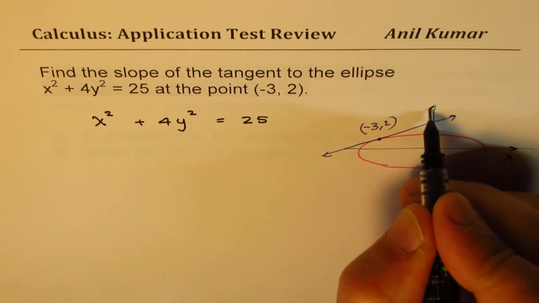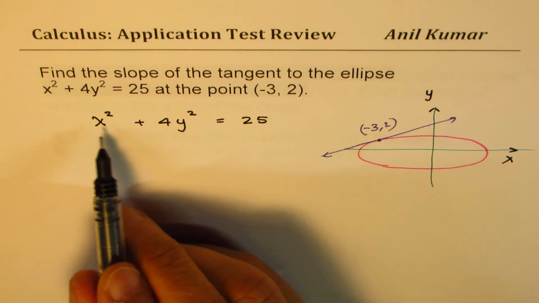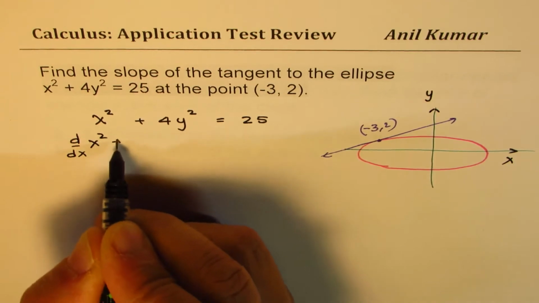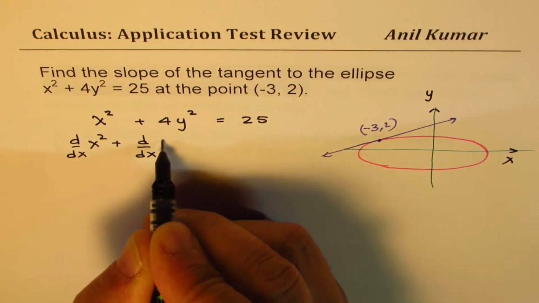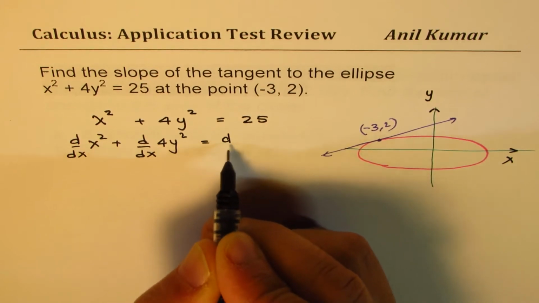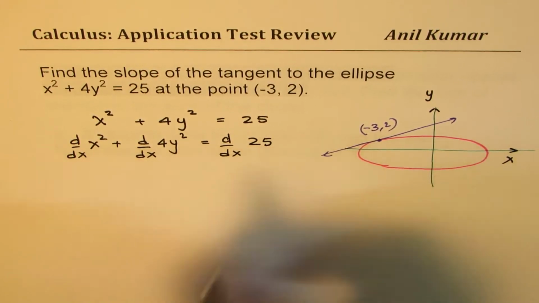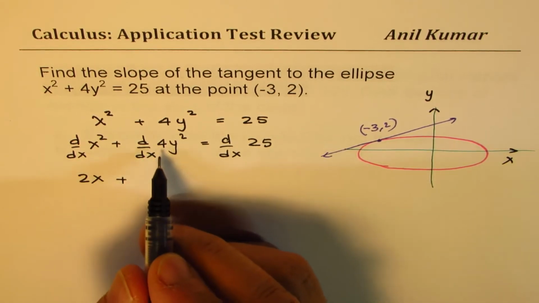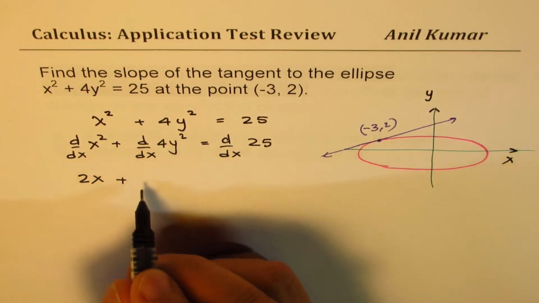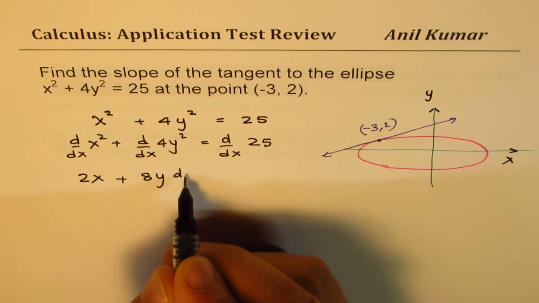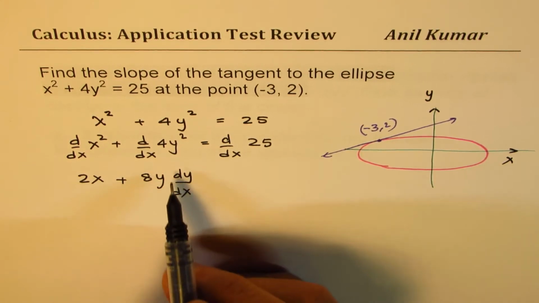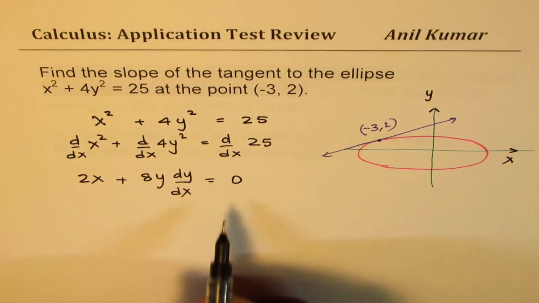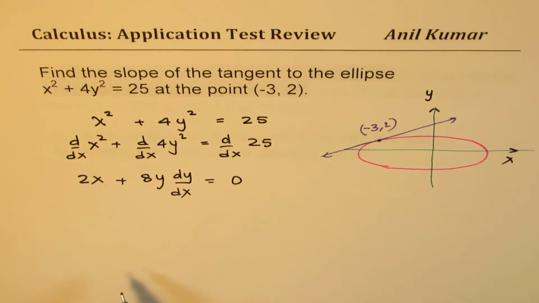Now x is our independent variable, so we'll differentiate everything with respect to x. So we could write this as d/dx of x squared plus d/dx of 4y squared equals d/dx of 25, correct? Now d/dx of x squared is 2x, and when we do d/dx of 4y squared, we get 2 times 4 as 8y, and we get dy/dx. Do you get an idea? So that is the implicit differentiation we are talking about. So I've basically taken up this example only to review implicit differentiation.